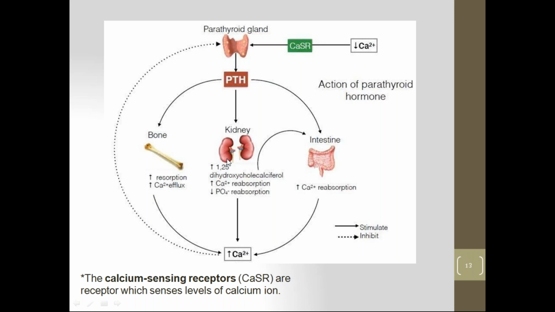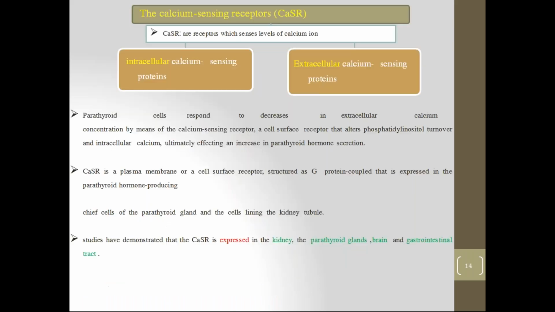They also act on the kidney. By acting on the kidney, they increase the hydroxylation of 25-hydroxycholecalciferol, leading to 1,25-dihydroxycholecalciferol formation. That means vitamin D formation will be increased. Vitamin D helps in absorption of calcium in the kidney, and also increases the absorption of calcium from the intestine. All this leads to an increased level of calcium in the blood. This is how hypocalcemia can be corrected by release of parathyroid hormone.